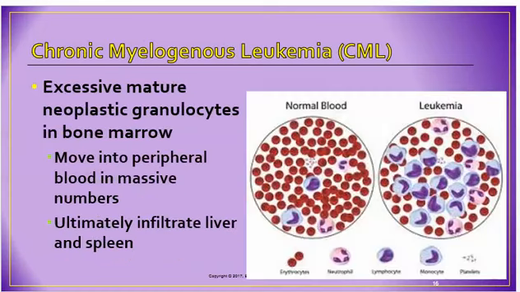So CML is neoplastic granulocytes in the bone marrow. They go into the peripheral blood in massive numbers. So think how crowded the intravascular volume is with these type of cells. And ultimately they go into the liver and the spleen. So now what's going to happen? What happens if the liver and the spleen are not working correctly? Well, bleeding, bruising, and inability to fight secondary infections. So think about what your care would involve.